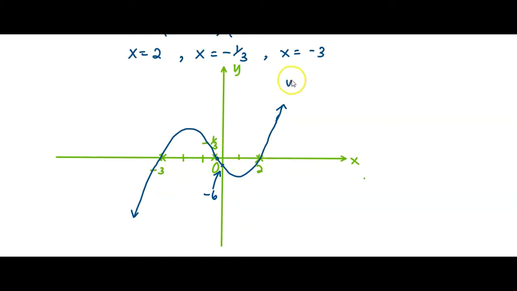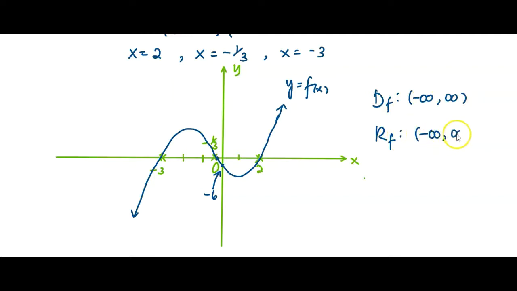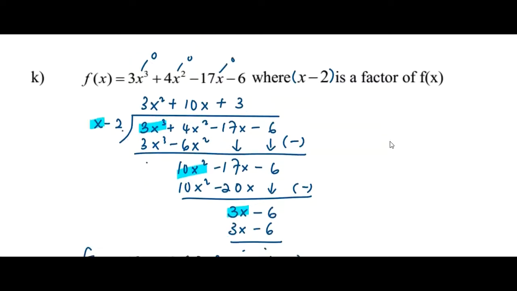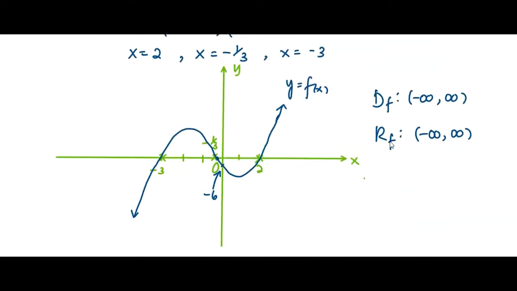Okay, so this is your y equals f(x). From here, you can get your domain. Your domain again is from negative infinity up to infinity. Okay, and the range is from negative infinity up to infinity, because this question did not state the restriction of the domain. So our domain and the range both will be negative infinity to infinity, or we can say all the real numbers.